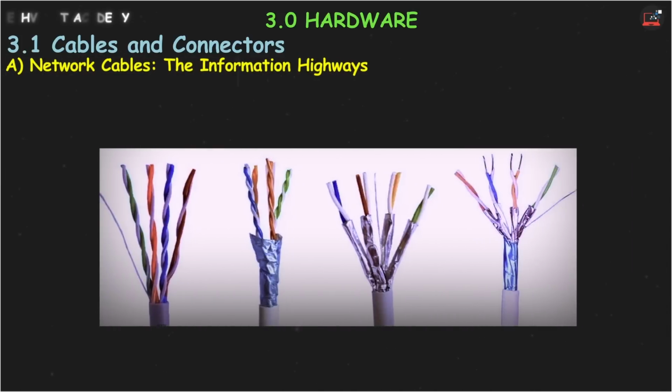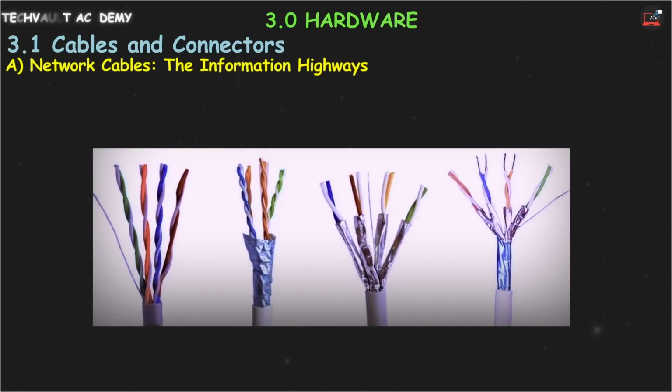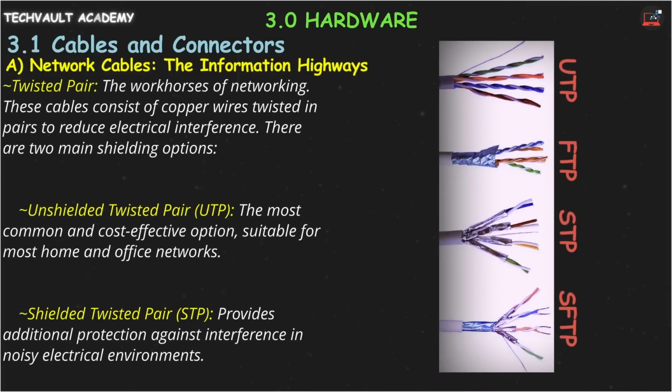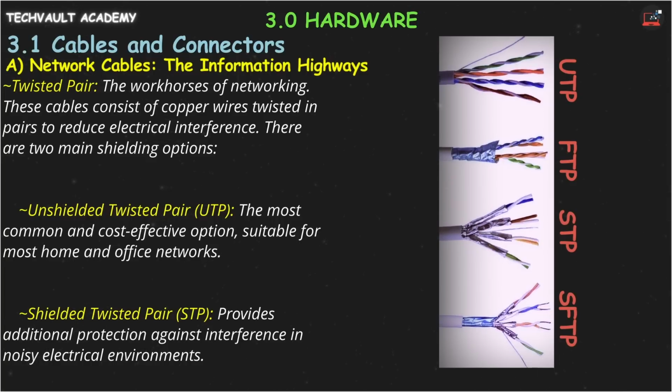1. Network cables, the information highways. Twisted pair, the workhorses of networking. These cables consist of copper wires, twisted in pairs, to reduce electrical interference. There are two main shielding options: unshielded twisted pair, UTP, the most common and cost-effective option, suitable for most home and office networks. Shielded twisted pair, STP, provides additional protection against interference in noisy electrical environments.